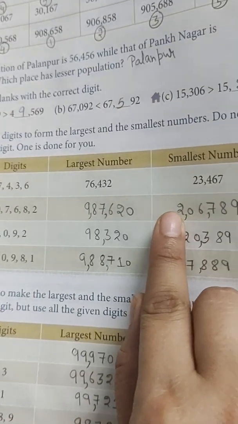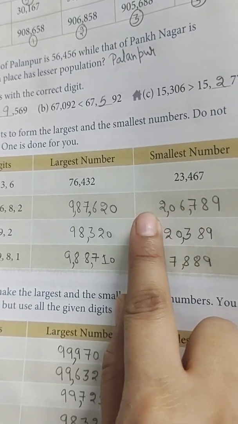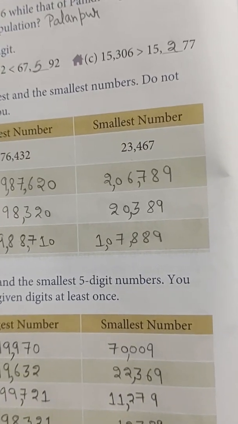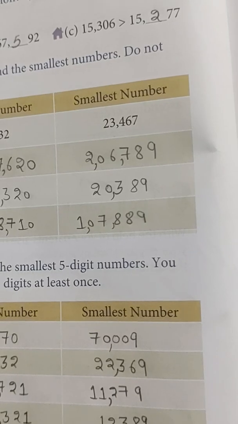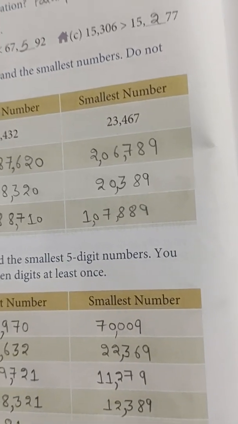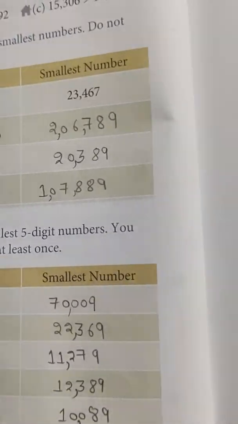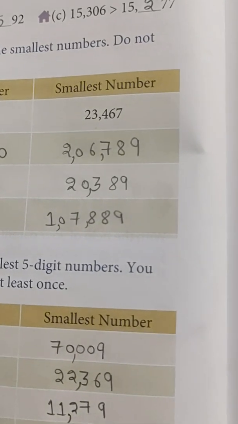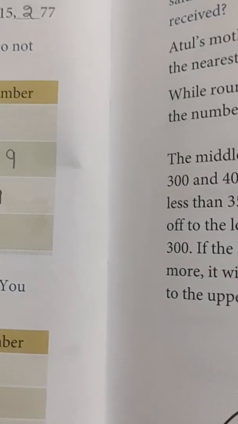You cannot put 0 here, because if you put 0 in the first place, it will not have any value. So that's why we are putting 0 in the second place, not in the first place. Keep this in mind, that you cannot put 0 in the first place.